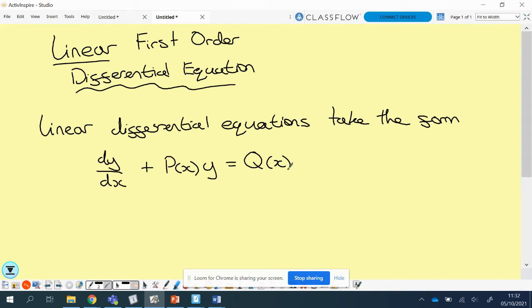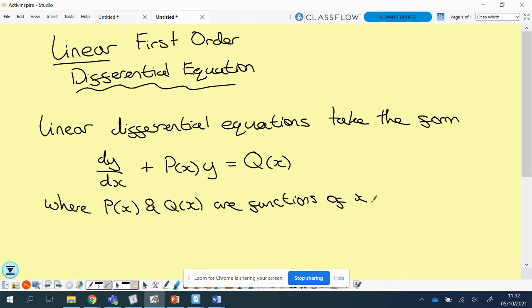They're called linear. Okay, so just to make a wee comment, p of x and q of x are functions of x. Okay, and x only.